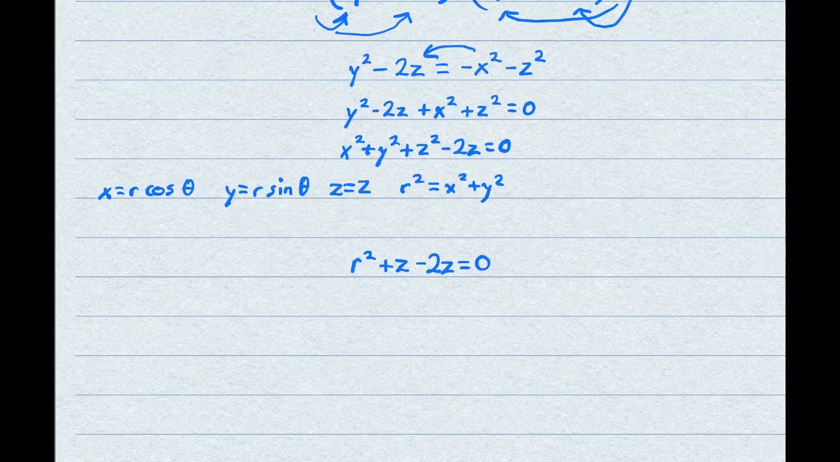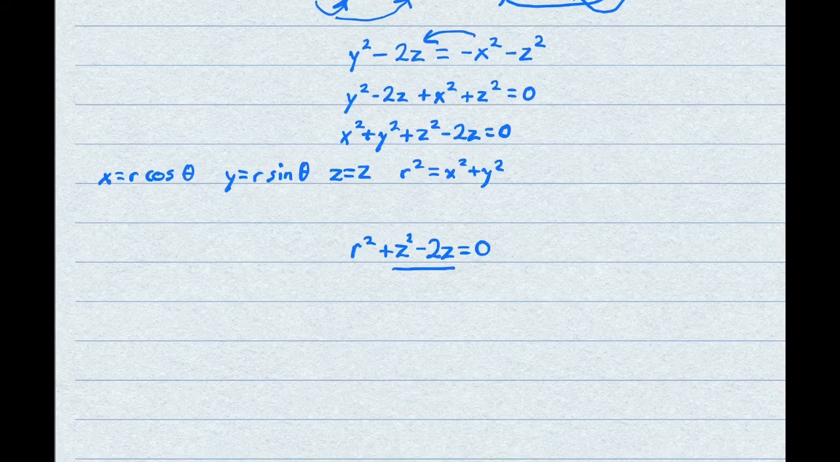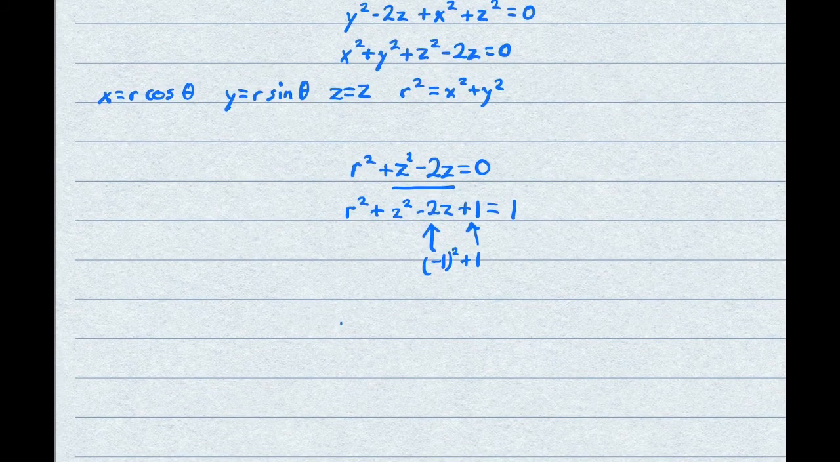So let's go ahead and look at this part right here. And this was a z squared. Right here, we can go ahead and complete the square. So let's go ahead and do that. So r squared plus z squared minus 2z. Now half of that is just going to be negative 1, but when you square that, you get positive 1. So that's what we're going to add here. And what you add on the left side of the equation, you have to add to the right. So now we have r squared plus z squared minus 2z plus 1 equals 1.